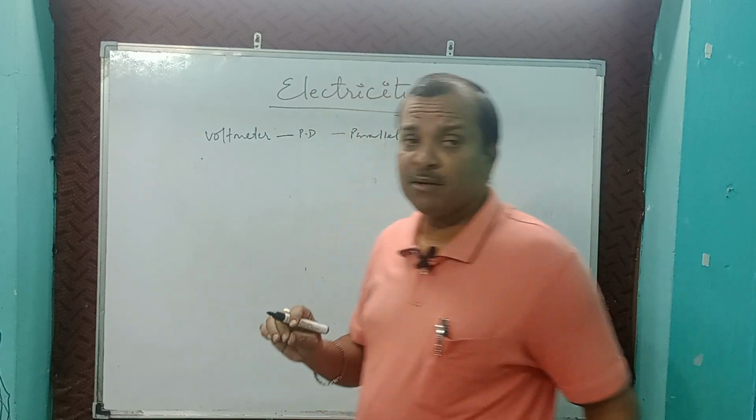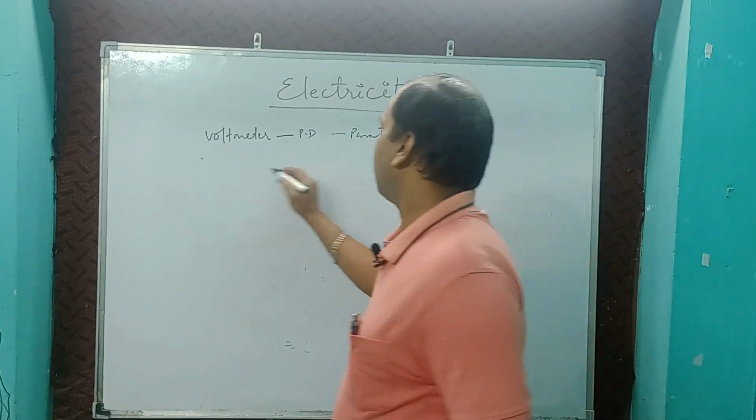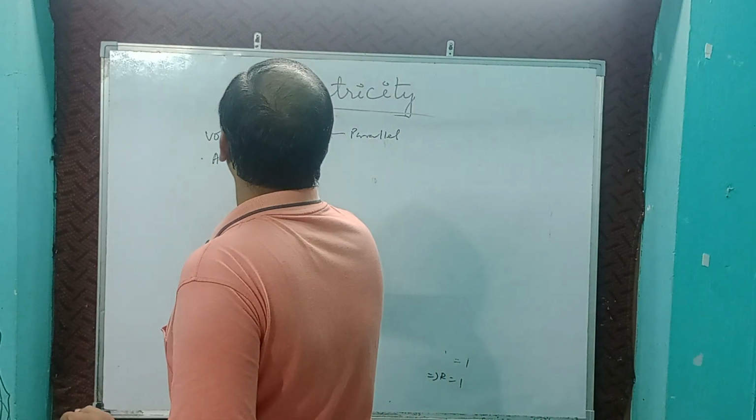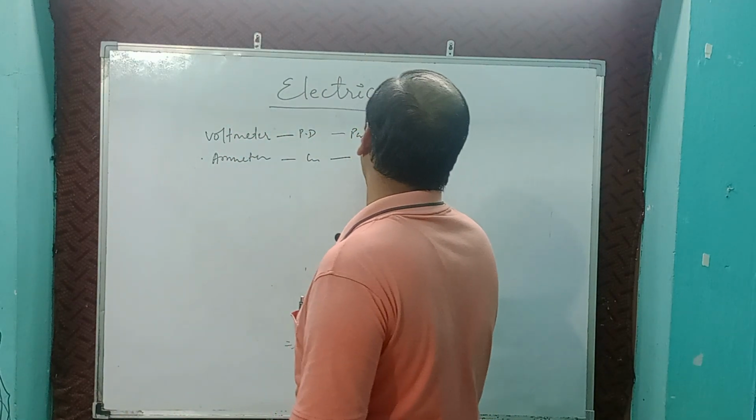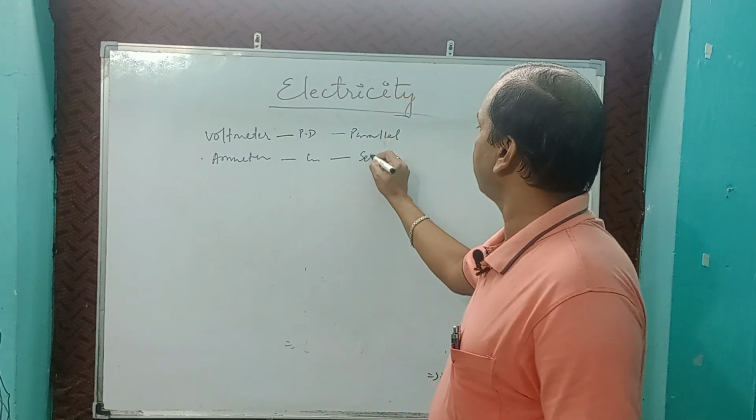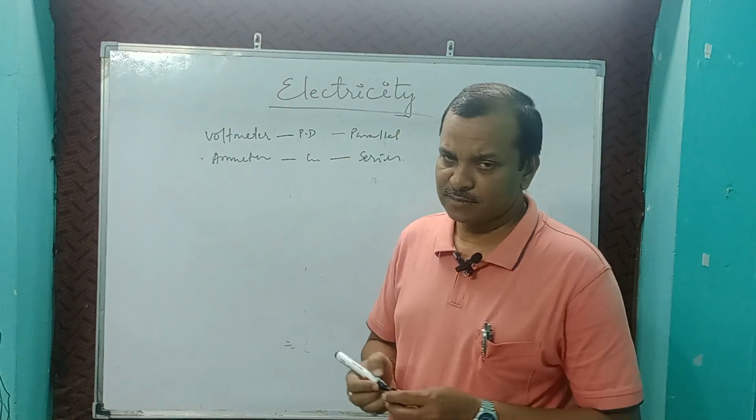While we are connecting the voltmeter and ammeter, the ammeter measures electric current, and it will always be connected in series.